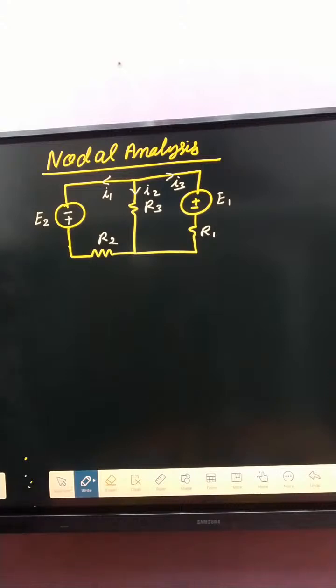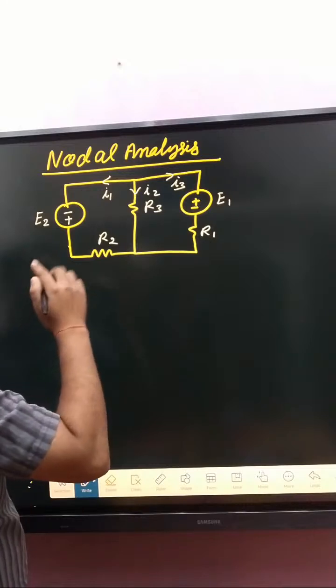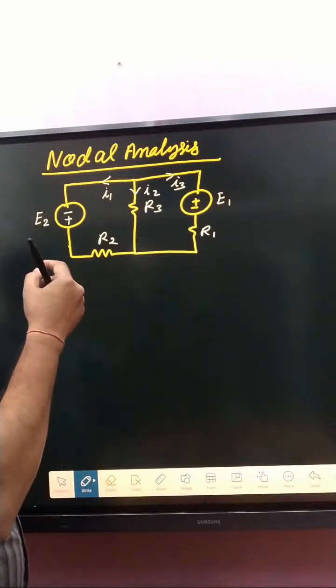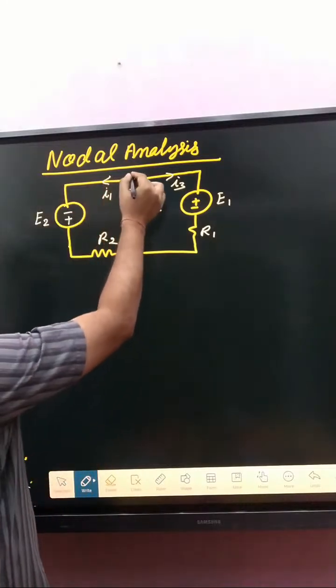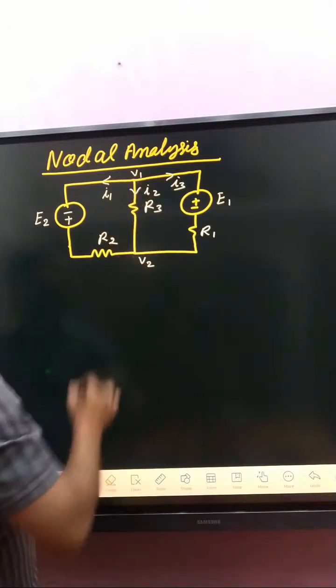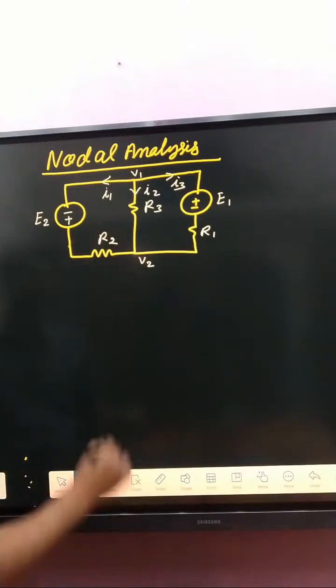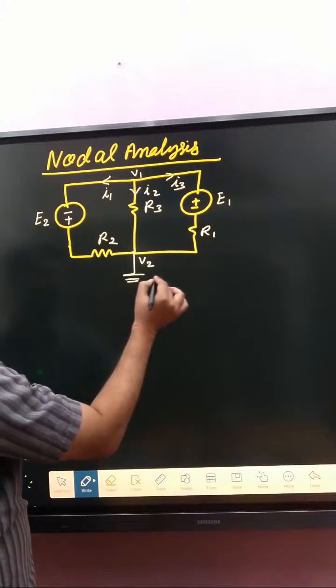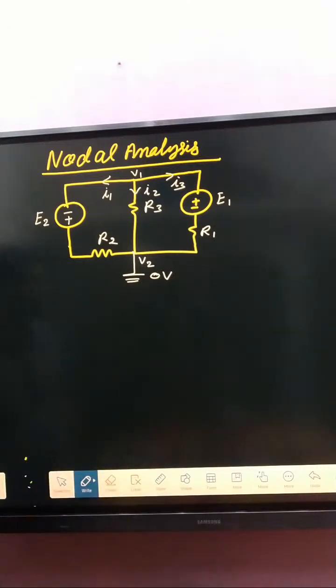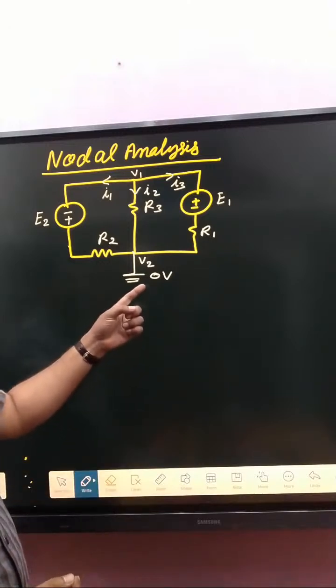After that, how many nodes? The 3 branches are connected here and here, so that one is V1 and that one is V2. Third, one node is considered as the reference node. Reference node means you take 0 voltage.